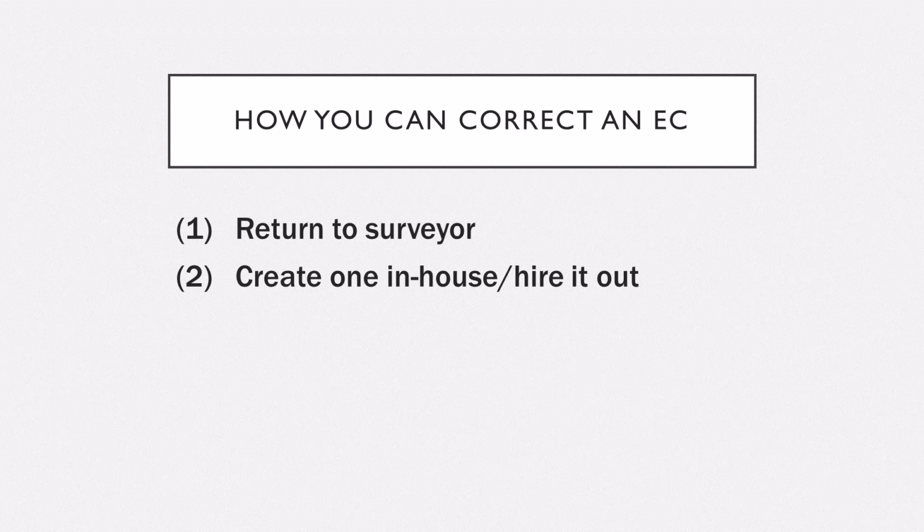Another clean way to get a correct EC is to have a surveyor or engineer on your community staff produce an EC themselves. This way, you can have more control on how the form is filled out. Or, you can hire this out to a local surveyor on contract with the community. In essence, you would need to get another licensed professional to create a new EC for the property owner.